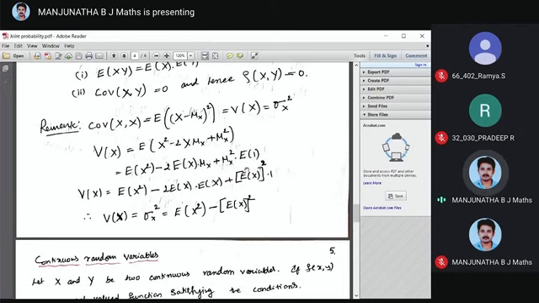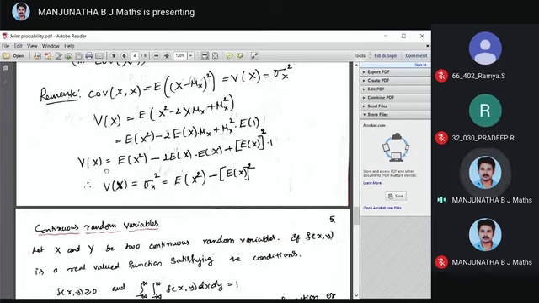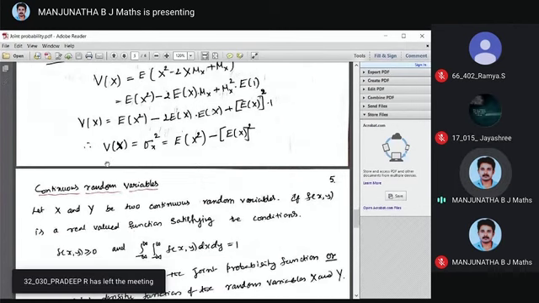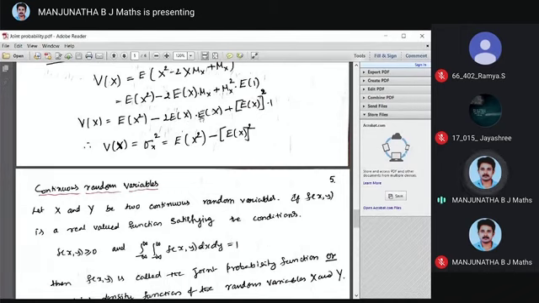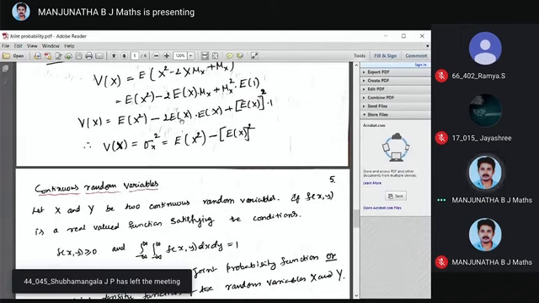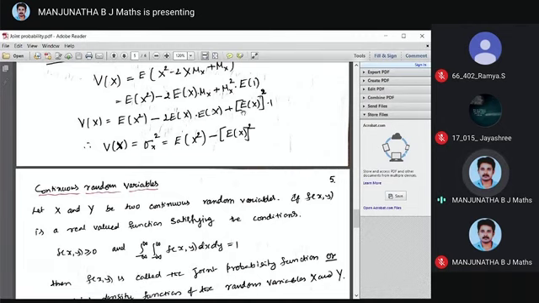We can write it as expectation of 1. So variance of x is expectation of x square minus 2 expectation of x times mu x, plus mu x square. What is mu x? It is expectation of x. Therefore, variance of x, sigma x square, is expectation of x square minus 2 times e of x whole square plus 1 times e of x whole square. So minus 2 plus 1 is minus 1, giving minus e of x whole square.